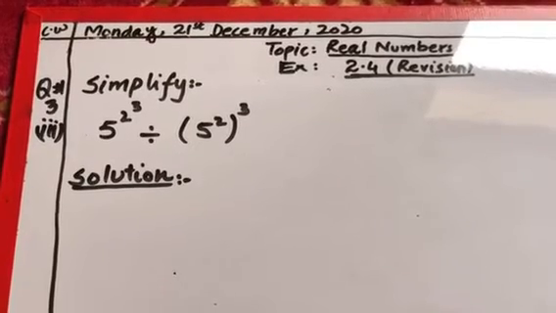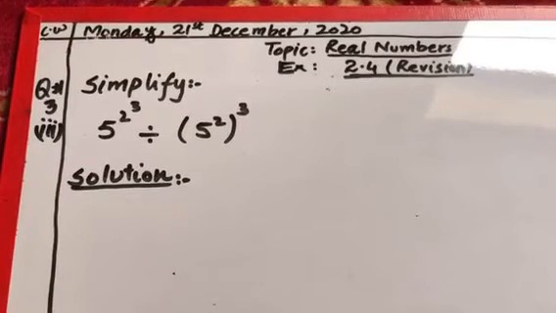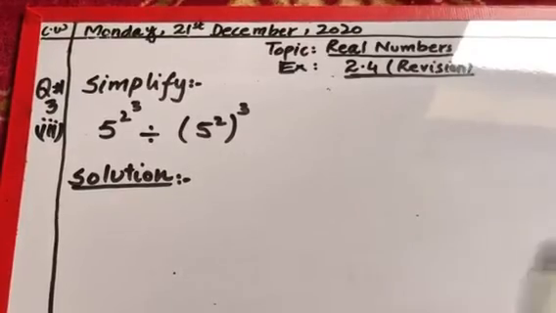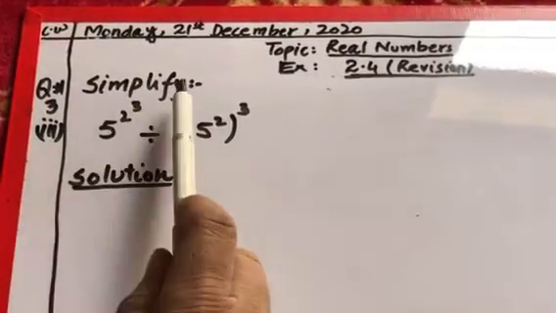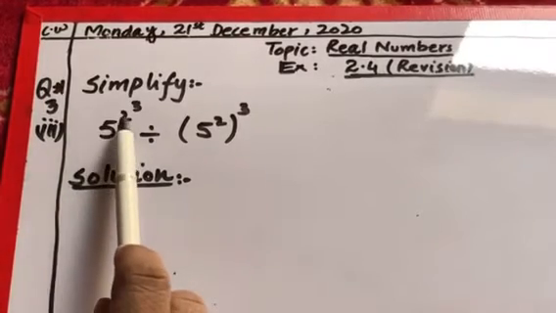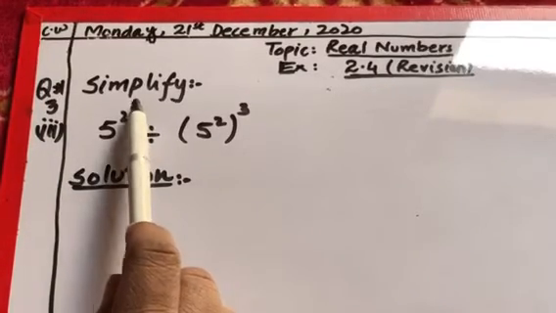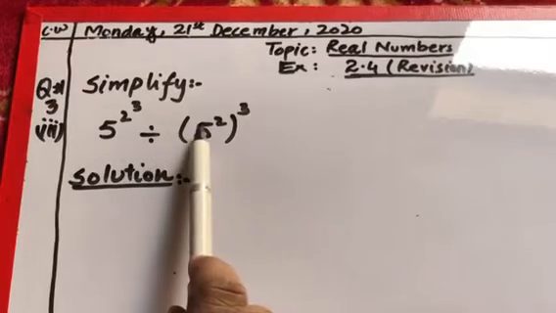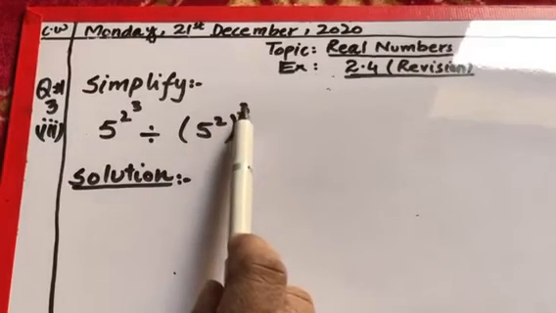Okay student, now we are going to solve question number 3 part 3 according to your smart syllabus. We are going to simplify this part. The statement of question number 3 is simplify, and the third part statement is (5 raised to power 2 and 2 raised to power 3) divided by (5 raised to power 2) whole raised to power 3.